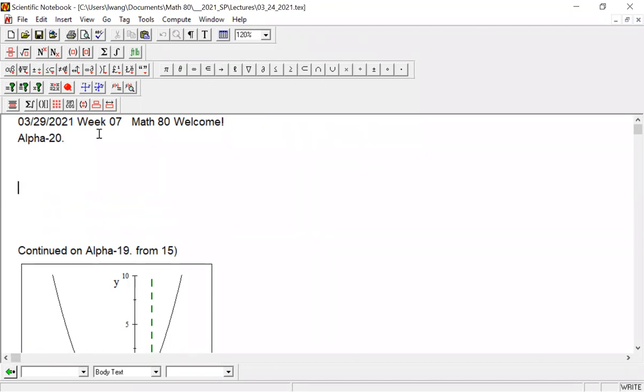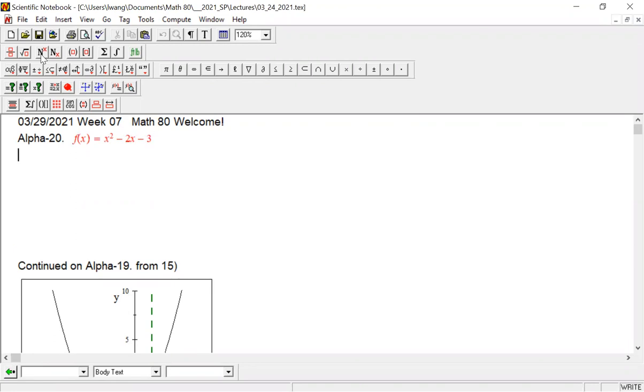Alpha 20. Okay, so this time we have this quadratic function, which is x squared minus 2x minus 3. We're going to go through these 26 questions. The first one, domain.